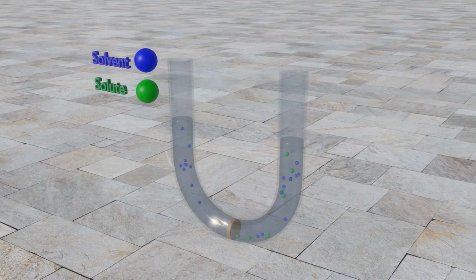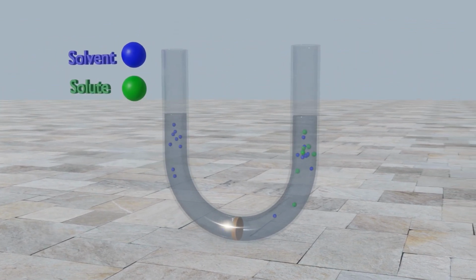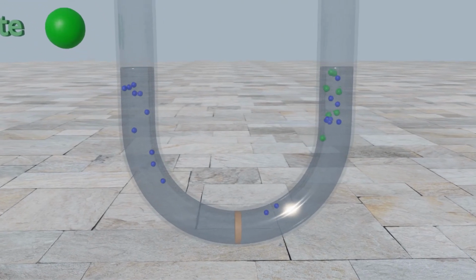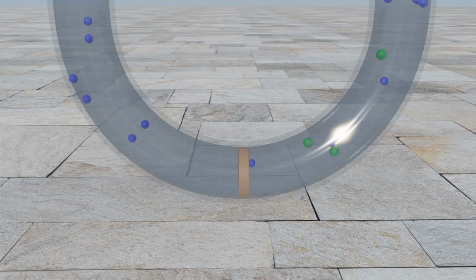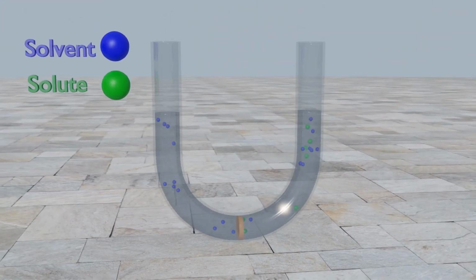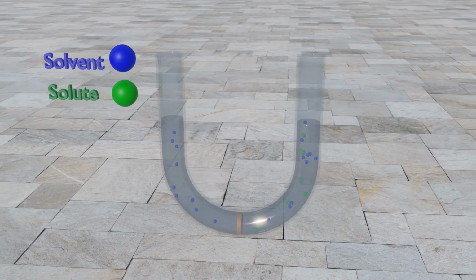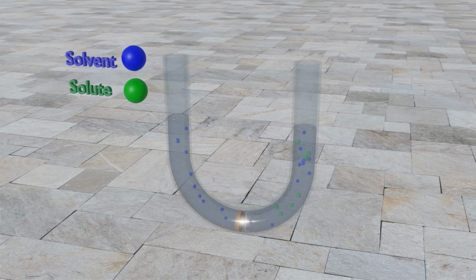To understand what this statement means, let's look at this U-tube which contains a pure solvent and its solution, separated by a semi-permeable membrane. The solute particles are non-volatile and cannot pass through the membrane, but the solvent particles can. Because the solute particles interfere with the passage of solvent from the solution, the rate of transfer is slower from the solution to the solvent than from the solvent to solution.